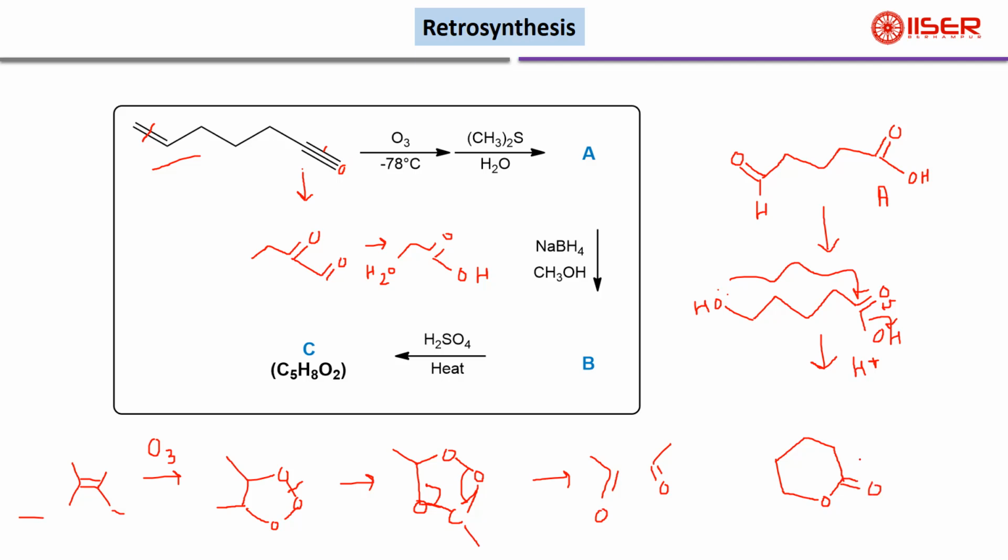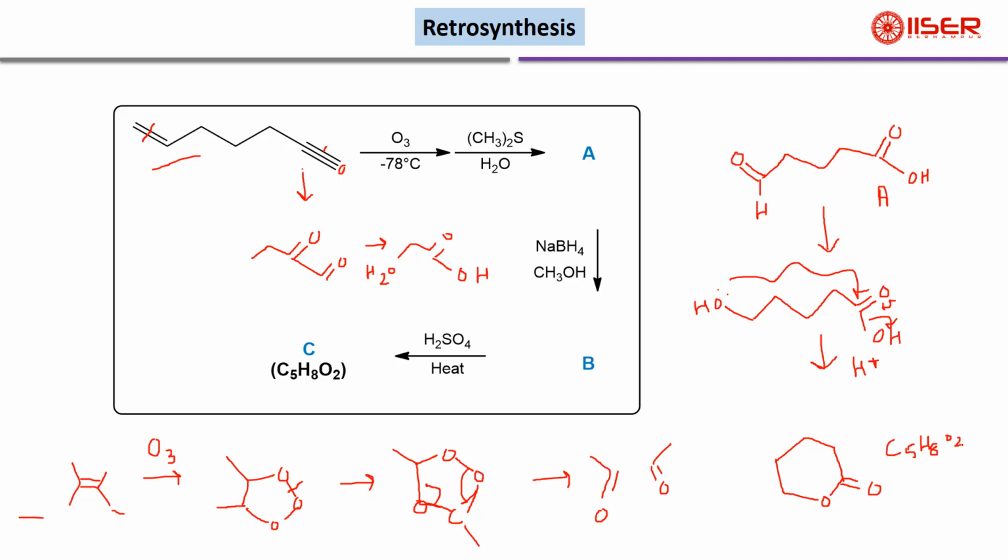Now they have given the molecular formula, you just have to count it. Carbon 5, hydrogen 8, there will be 2, 2, 2, 4, so it will be 8 hydrogens and oxygen 2. So the molecular formula is also matching with this one.